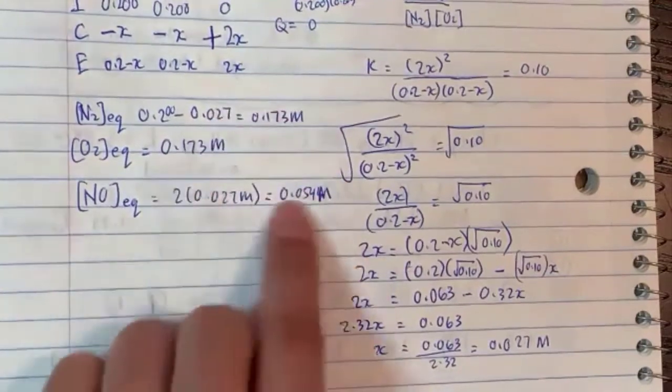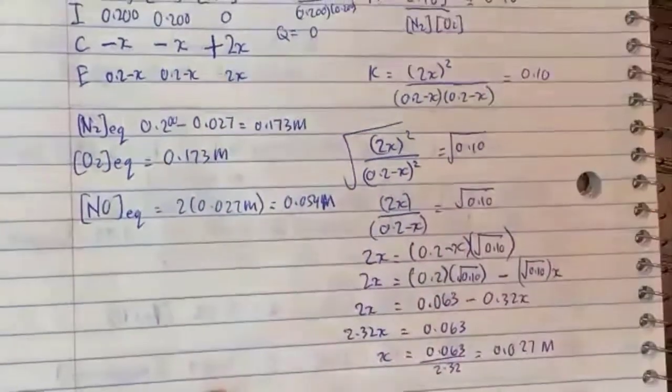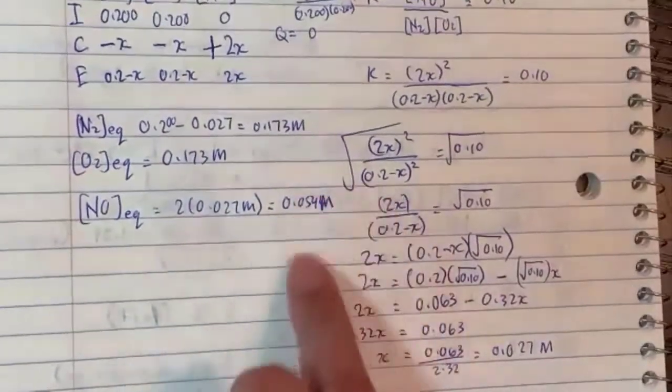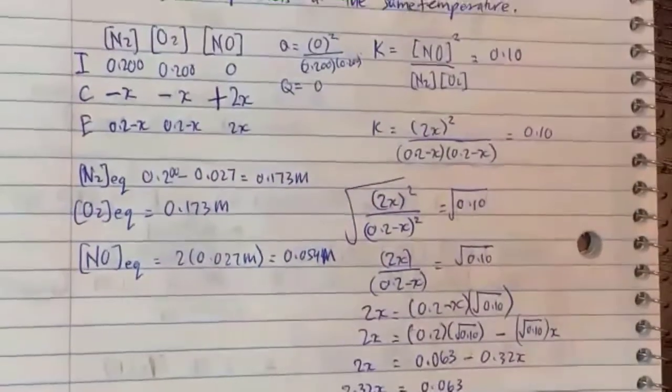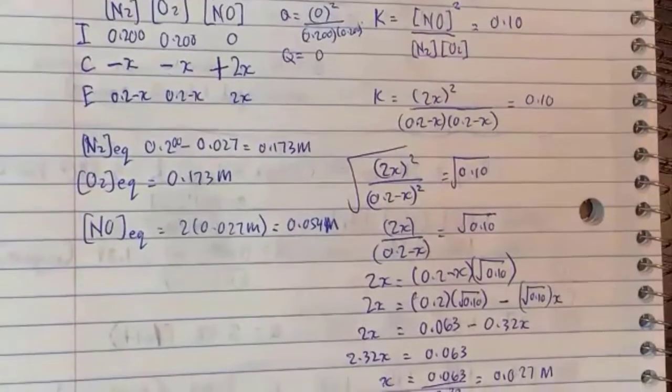Now, if you were to plug these in here, the answer should be pretty close to 0.1 also. If you plug these guys in the formula, you should get 0.1 as your K. Okay?